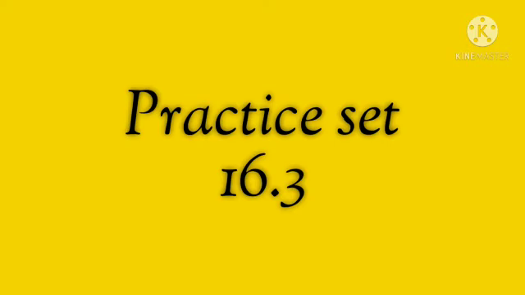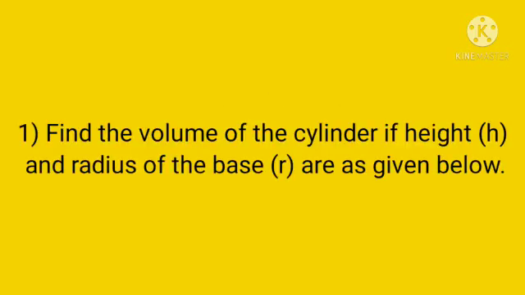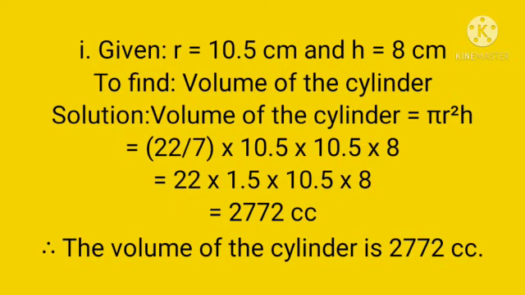Practice set 16.3, question number 1. Find the volume of the cylinder if height h and radius of the base r are as given below. Question number 1, first: given radius r is equal to 10.5 centimeters, height h is equal to 8 centimeters. To find the volume of the cylinder.